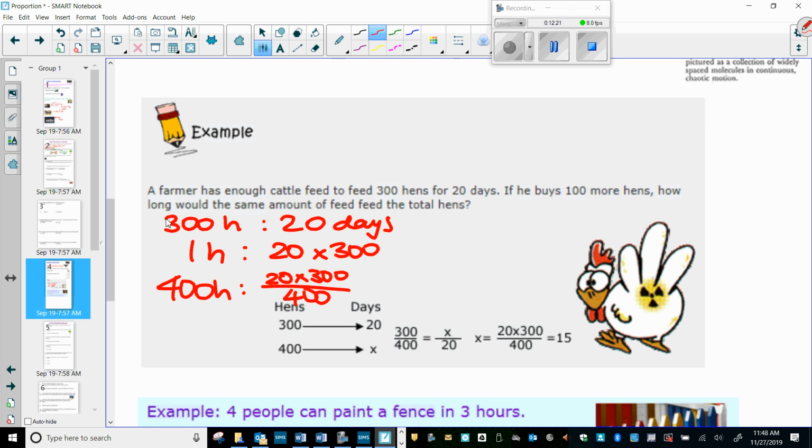So that's why for the number of days you would multiply it first, and then you would divide by how many hens you had.